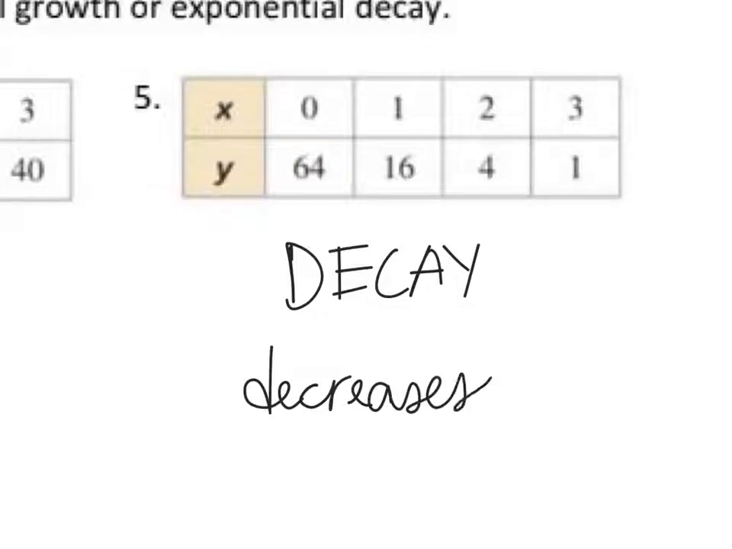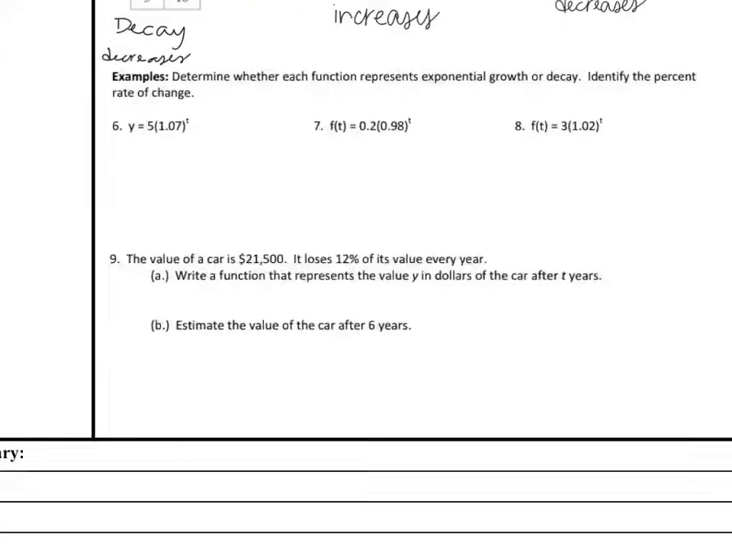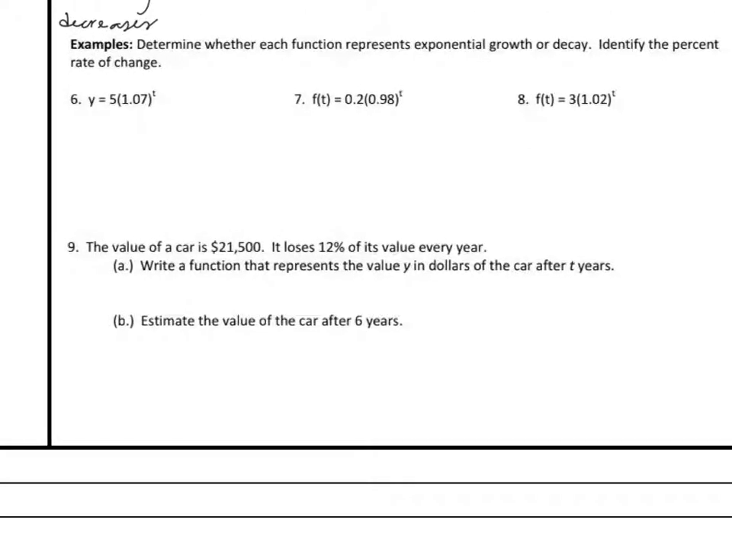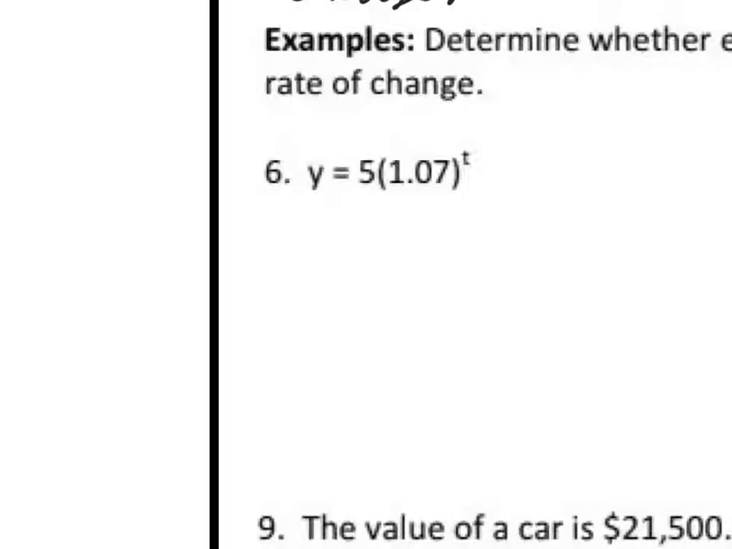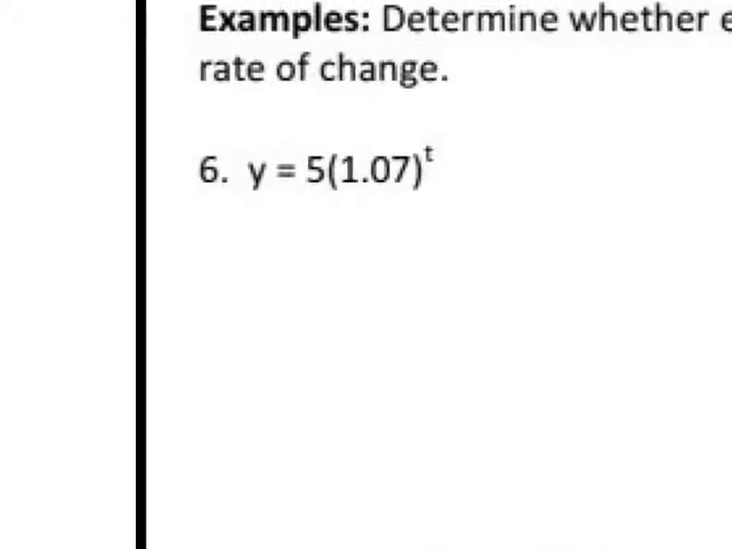So say it's a word problem for the decay, is it pretty much the exact same? Pretty much the exact same thing, but we're going to subtract. So now we're looking at equations. If the number inside the parentheses is greater than 1, it's growth. If it's less than 1, it's decay. So number 6, you got 1.07. Is that growth or decay? Growth, because it's increasing by 7%.